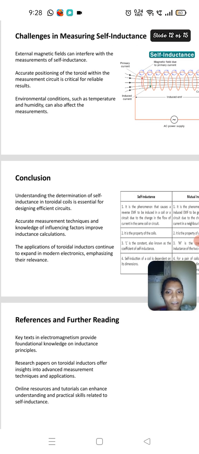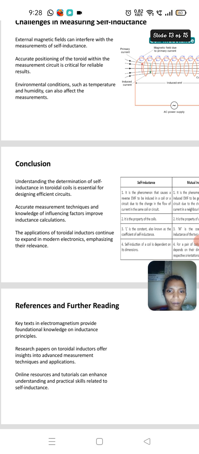Conclusion of this topic: understanding the determination of self-inductance in toroidal coils is essential for designing efficient circuits. Accurate measurement techniques and knowledge of influencing factors improve inductance calculations. The applications of toroidal inductors continue to expand in modern electronics, emphasizing their relevance.